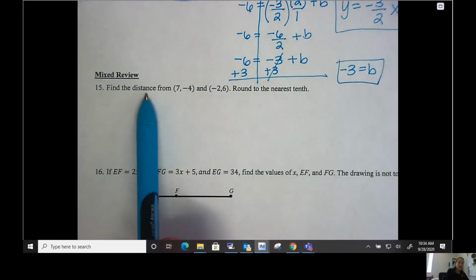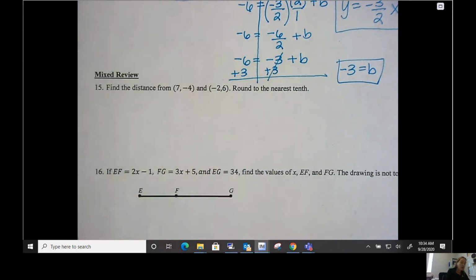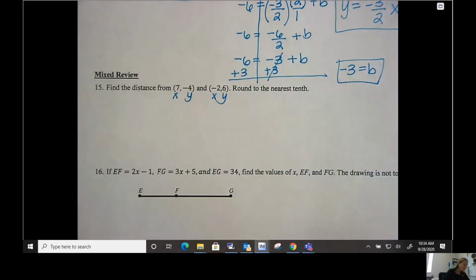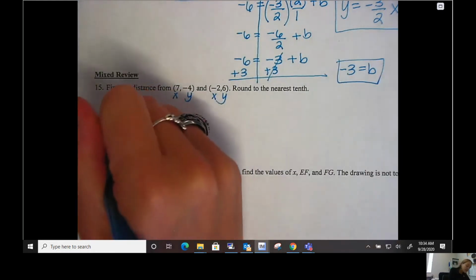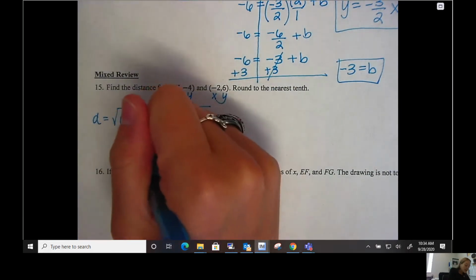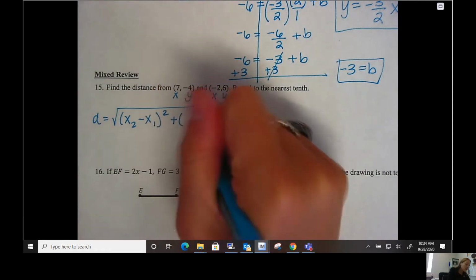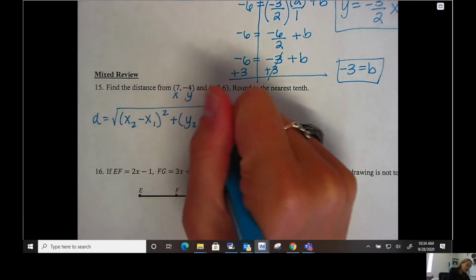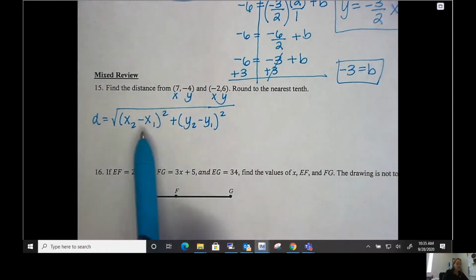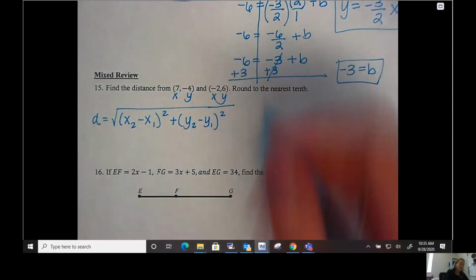First one, find the distance from this coordinate to this coordinate, round to the nearest 10th. So if you remember, I've got my x's and my y's. The distance formula says, big old square root sign, you take your x values and subtract them, square them, then take your y values, subtract them and square them, and then we add them together. So essentially, I just want to find the differences between the x's, differences between the y's, and add them together.